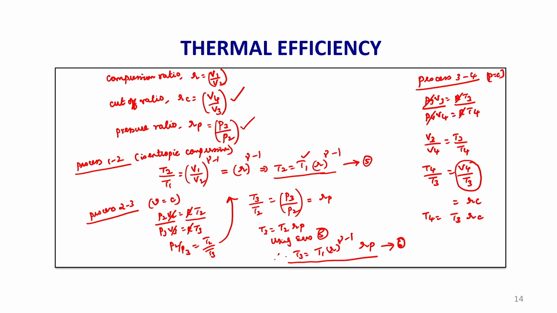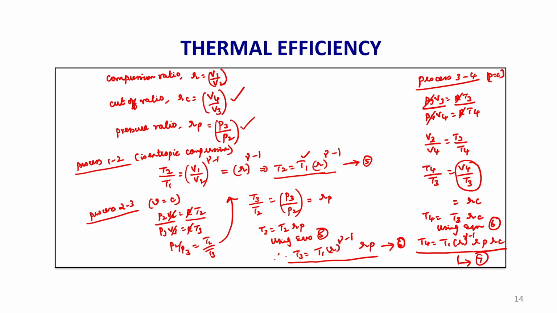Here I have got T2 in terms of T1 and pressure ratio, and temperature at 4 in terms of cutoff ratio and T3. Already we have expressed T3 in terms of T1. So, now using equation 6, T4 will become T1 into R power gamma minus 1 into pressure ratio into cutoff ratio. So, this will be equation number 7.